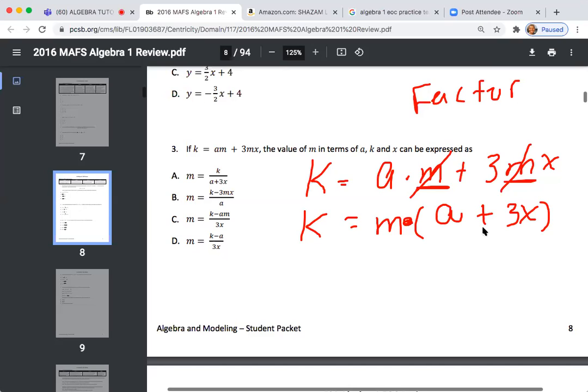The way the problem is written right now, what kind of operation do you see on the right side? What is the parentheses doing to the m? Is it multiplying it, adding it, subtracting it, or dividing? It's multiplying it. Okay, so now remember inverses. So what are you going to do? Divide it. Right. Okay, so which one would be the correct answer?